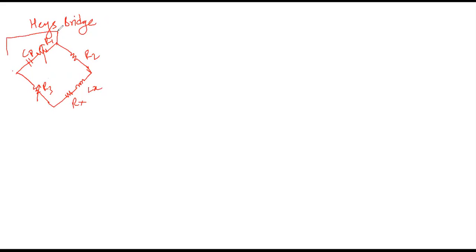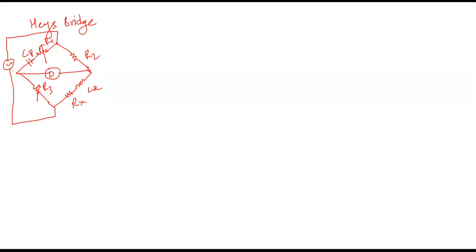We are going to apply AC voltage to the bridge, and the detector is placed between these two terminals. So this is Hay's bridge. Here we have R1 in series with capacitor C1. In Maxwell's bridge, what was the configuration? R1 was in parallel with C1.